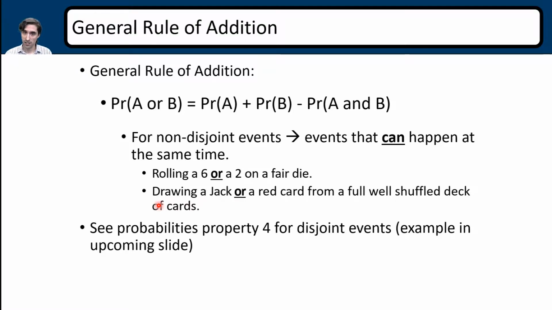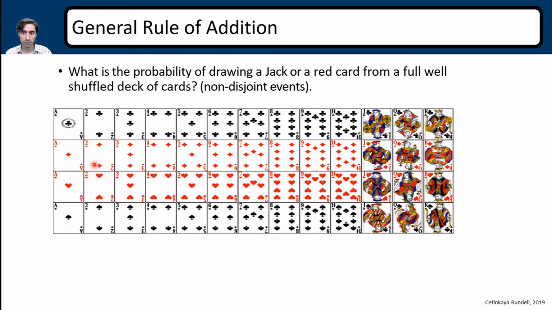The general rule of addition is the probability of A or B is the probability of A plus the probability of B minus the probability of A and B. For disjoint events, this can't happen at the same time. The examples we have here are rolling a die, rolling a 6 or a 2. What is the chance of rolling a 6? Well, it's 1 out of 6, or 1.67. What's the chance of a 2? Well, it's also 1.67. And drawing a jack or a red card from a well-shuffled deck. We'll go over these examples in a second.